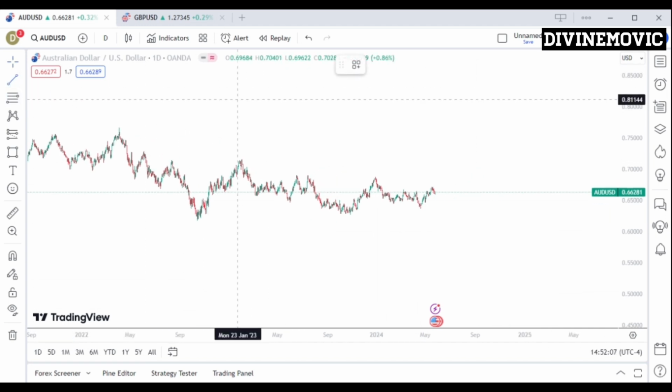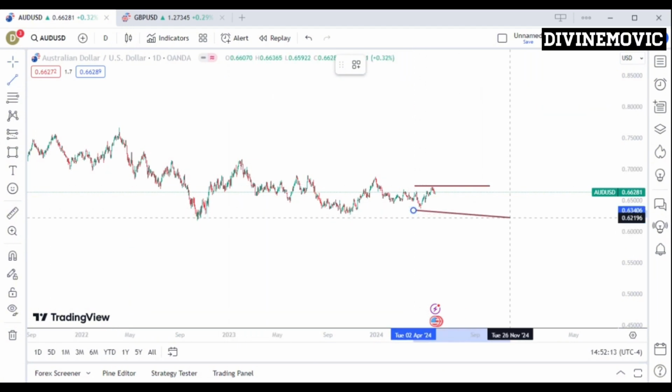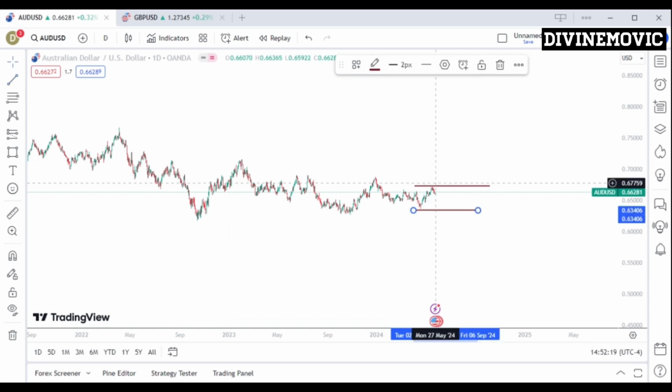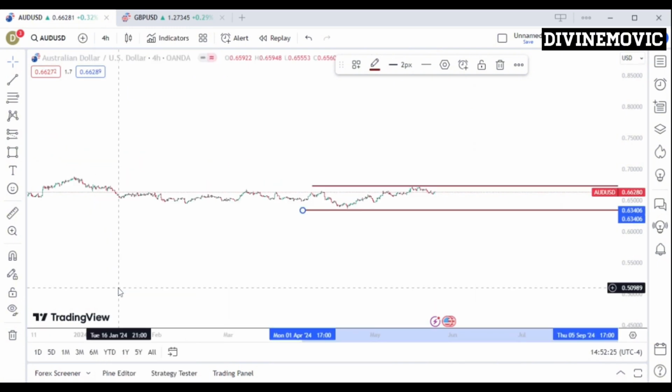So basically, this is our resistance key level here, and this is our support key level, right? Yes, right. Now I want to understand what price is doing from this point to this point on the 4 hour time frame by understanding the market structure. What structure is price making?